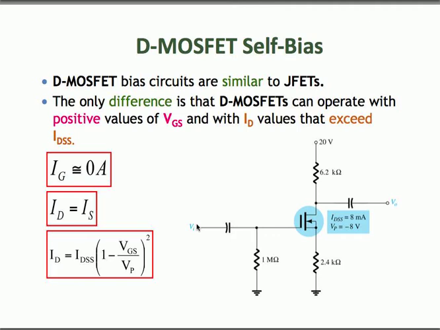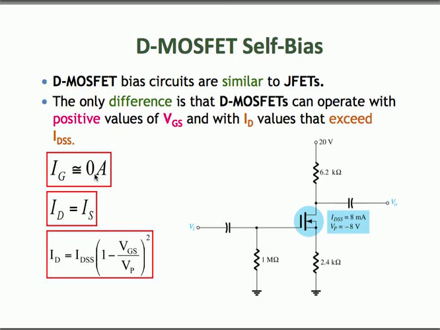D-MOSFET bias circuits are actually pretty similar to biasing circuits for JFET. The only difference is, and you already know this from the previous lecture, that D-MOSFET can be operated with positive values of VGS, because D-MOSFET can operate in both the depletion mode and the enhancement mode. In the enhancement mode, you will apply a positive value of VGS. And the drain current of D-MOSFET can actually exceed the value of IDSS. So it should look familiar to you right now.